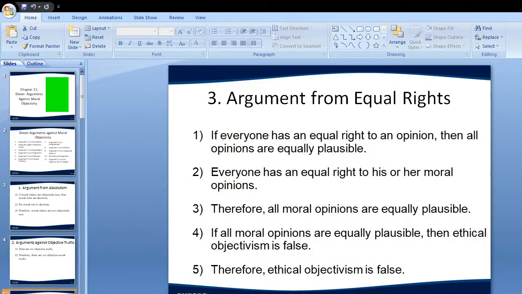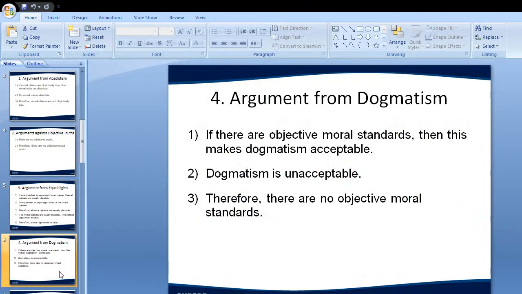Okay, let's move to 4, shall we? Okay, let's see. Argument from dogmatism. What do you think about this? I've got to read you out of the book. It's so funny the way he puts it.